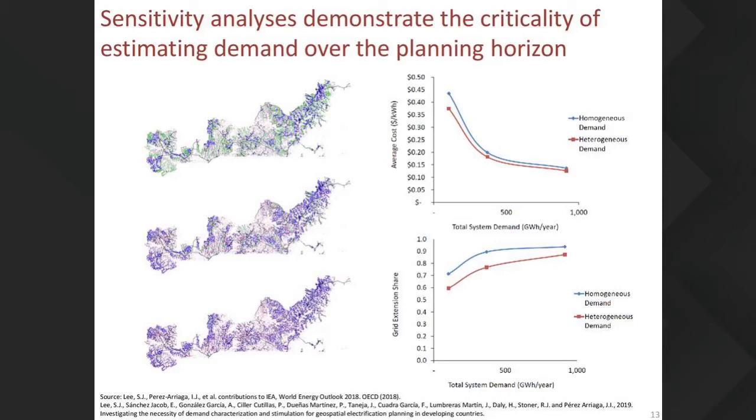So these red lines show that heterogeneous demand, or representing heterogeneity over a landscape, can bring down costs because you're really targeting large loads more, and you can rely on off-grid systems perhaps more for those households with very low demands or those clusters with very low demand. And the same thing is shown on this grid extension share. That story holds. As we have more heterogeneity, we rely more on off-grid technologies.